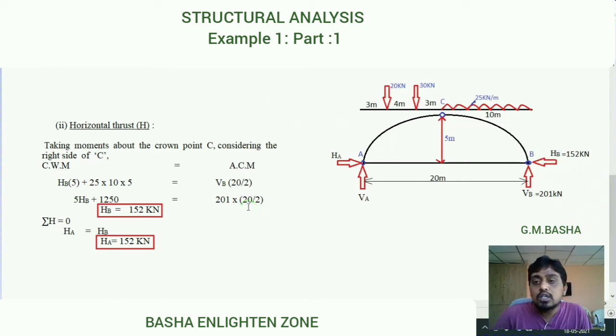Similarly, take the sum of the horizontal loads on the arch. The sum of the horizontal loads, sigma H, will be equal to 0. HA will be acting towards the right and HB will be acting towards the left. For the sum of horizontal forces, rightwards is HA positive and leftwards is negative. Both are acting in opposite directions, so HA will be equal to HB, or else HA minus HB will be equal to 0. If you take it like this, you will get HB equal to HA, which is 152 kilonewton. So if there are no horizontal loads, whatever the value at HA, you will get the same at HB also.